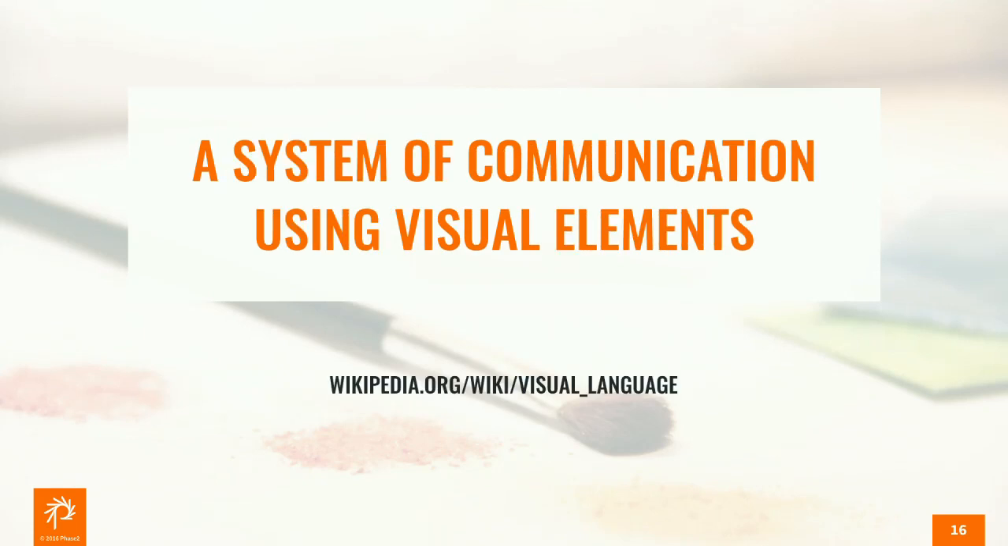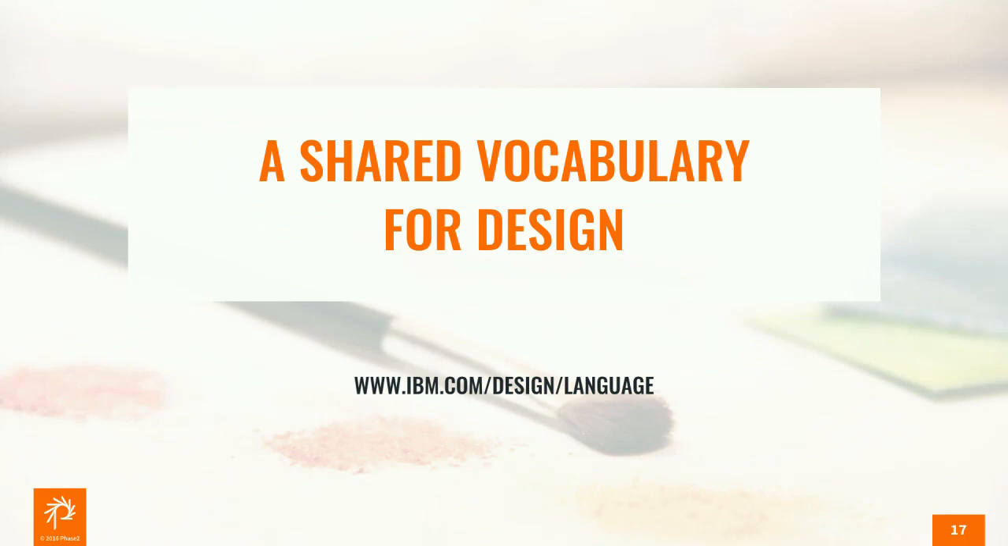So the first thing I want to talk about is basically, what is a visual language? Wikipedia, again, says it's a system of communication using visual elements. So, system of communication. Cool. Communication is a good word. IBM, on their design language page, explains it as a shared vocabulary for design. So again, we're talking about vocabulary. Here are more of these linguistic words. It's a lot of fun. There are a lot of things in common between a verbal language and a visual language.